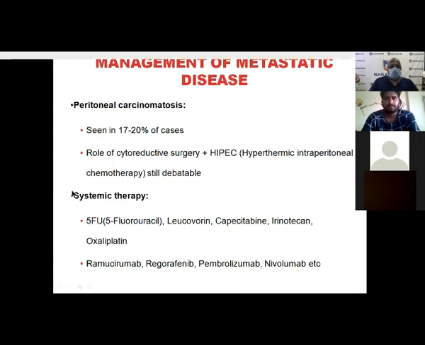Metastatic peritoneal carcinomatosis: nothing can be done. Hyperthermic intraperitoneal chemotherapy is still debatable. It makes the patient sick. When such a patient comes, give tender, loving care and leave them alone. Whatever they want in life, give them. They may not survive long.